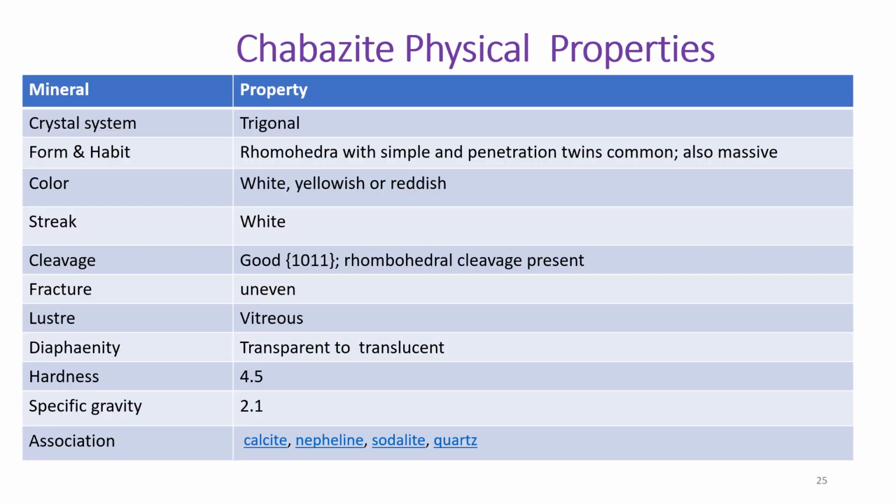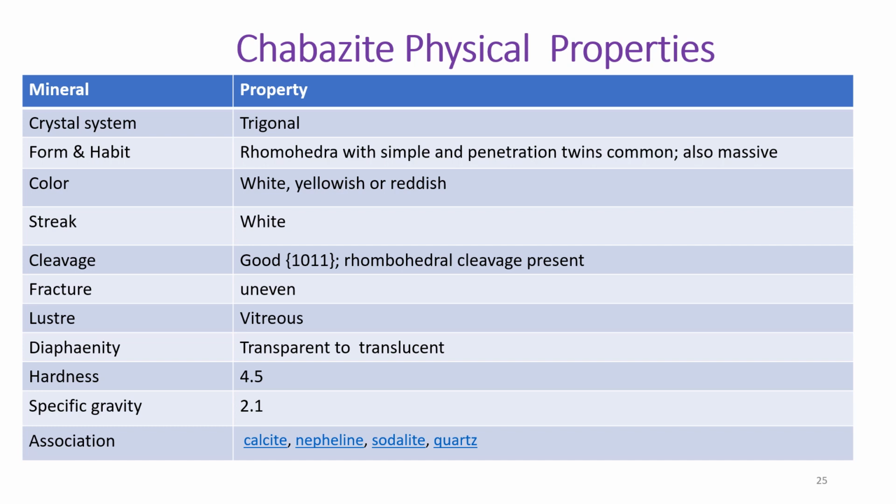Coming to the physical properties in detail, the crystal system is trigonal, and it exhibits rhombohedra with simple penetration twins common, and also it occurs as a massive form. And colors, it exhibits different colors like white, yellowish or reddish, and its streak is white. And cleavage, it is good on 1011, and rhombohedral cleavage is present, and fracture is uneven, and luster is vitreous.